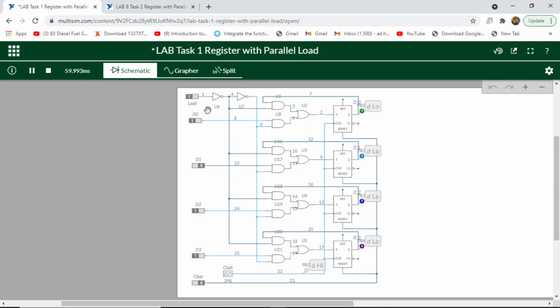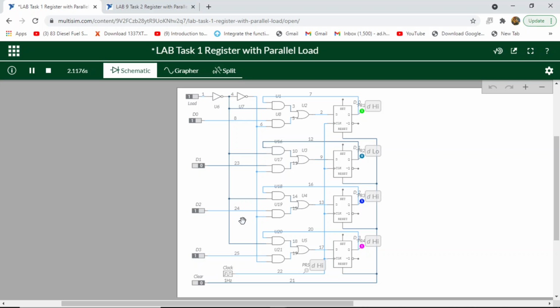As we can see, the load is active from this blue line. So the load is active, D0 is 1, D1 is 0, D2 is 0. As D0 is 1, it is written 1 here. In the next beat, D2 is 1, it is written 1 at the output. D3 is 1, it is written 1 at the output.